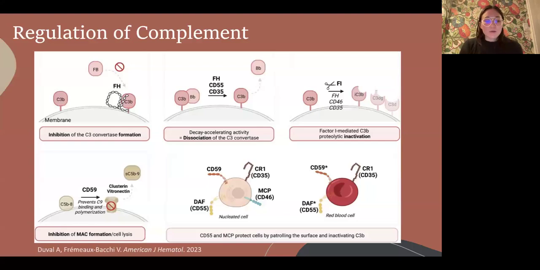This is a visual of just some of the functions of these regulatory proteins. So on the top left, you have factor H, and this inhibits the C3 convertase formation depending on what surface it's on. So if it's on an activating surface, meaning it's on a pathogen, it'll allow alternative pathway to continue. If it's on a host cell, it will halt that process and prevent it from being attacked. Then you have these other ones that we just spoke about. So they have all these different functions just to keep your host cells safe, essentially.